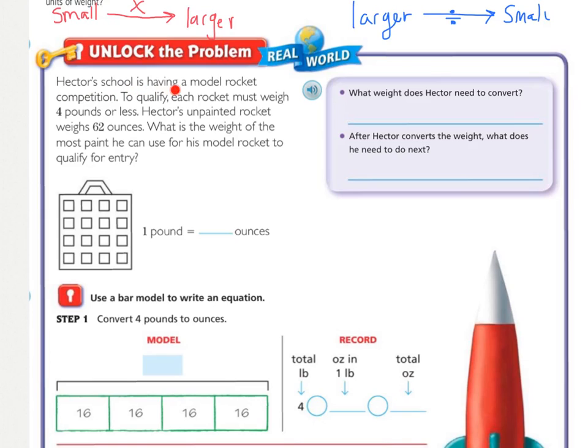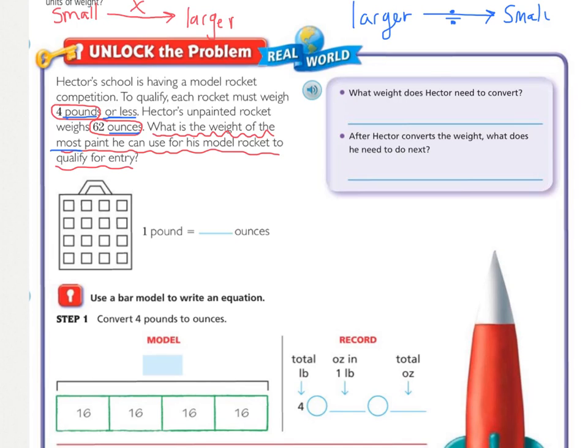Hector's school is having a model rocket competition. To qualify, each rocket must weigh 4 pounds or less. Hector's unpainted rocket weighs 62 ounces. What is the weight of the most paint he can use for his model rocket to qualify for entry? Squiggle underline what you're being asked to find. Circle the important information in math terms and numbers, and then do a straight underline for clue words that would help you with your operation.